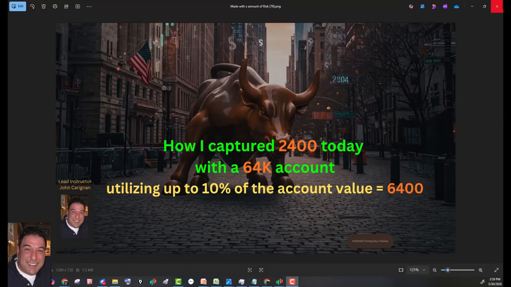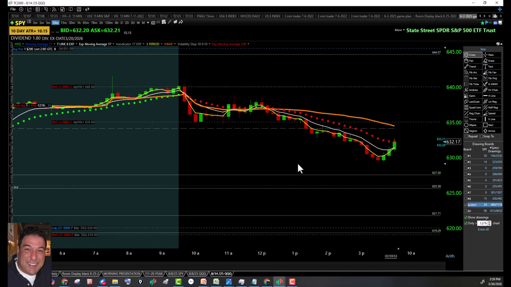All right, so let's go ahead and get started. How I made like $2,400 with a 64K account. Let's take a peek at the markets today.